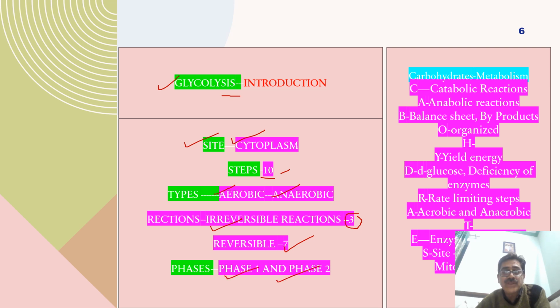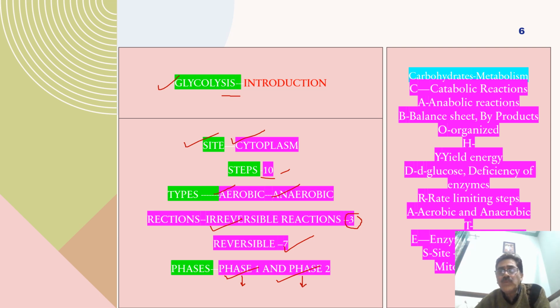Now phase 1 is the priming phase. Phase 1 is the collection phase, in which various carbohydrates, glucose, monosaccharides, fructose, each and every carbohydrate is assembled. It is prepared to undergo glycolysis. Now phase 2 is the actual catabolic or oxidative phase.